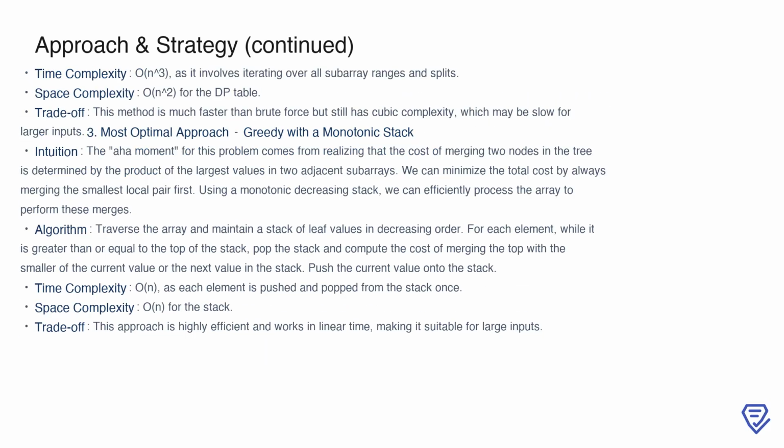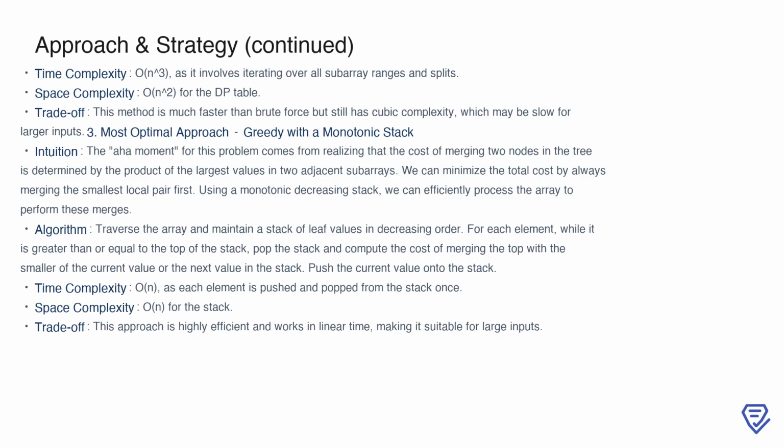The dynamic programming solution, while significantly faster than brute force, still has its limitations. Its time complexity is O(n^3), as we iterate over all subarray ranges and splits, and the space complexity is O(n^2), to store the dp table. This makes it more efficient for moderate input sizes but less practical for very large arrays due to the cubic time complexity. To address this, we explore the most optimal approach, a greedy algorithm using a monotonic stack.